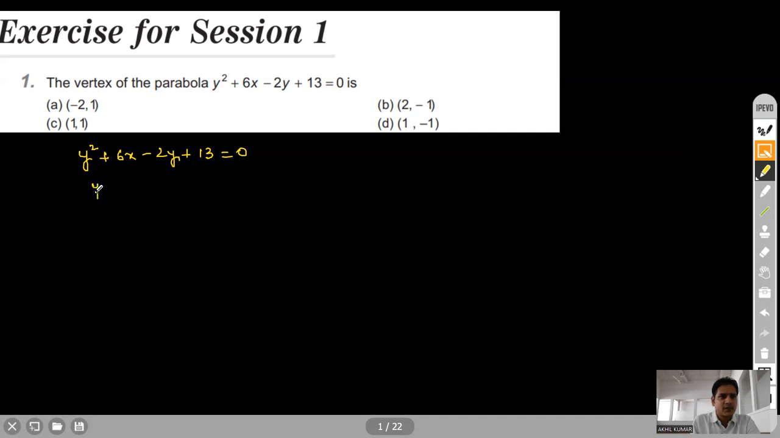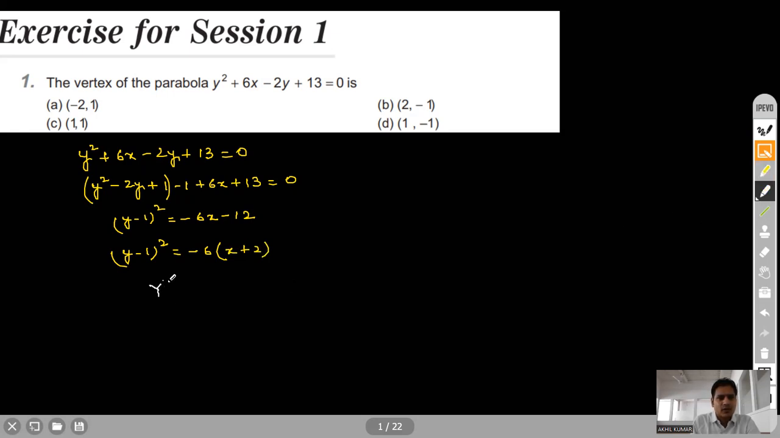So let's do it. This will be y square minus 2y plus 1. Let me add plus 1 and subtract 1. So it will become y minus 1 whole square. The rest of the things will remain as they are, so plus 6x plus 13 equal to 0. So it will become y minus 1 whole square. Then take these things to the right hand side. It will be minus 6x minus 12, right? Further, if we take minus 6 common, it can be written as x plus 2, right?